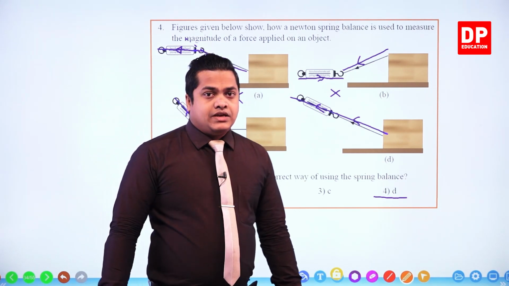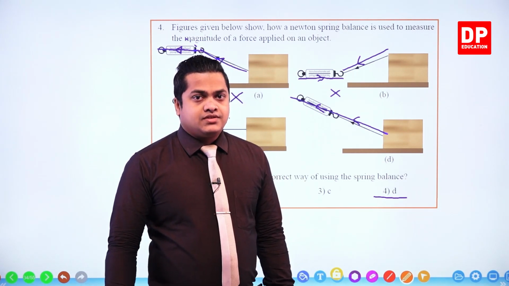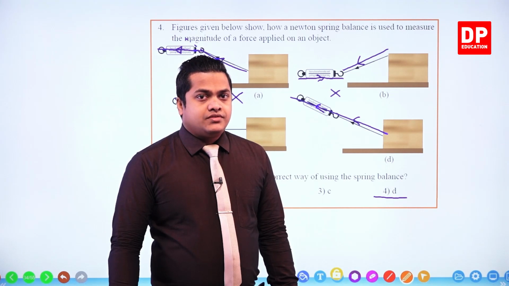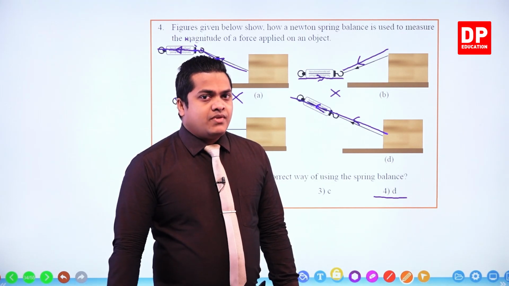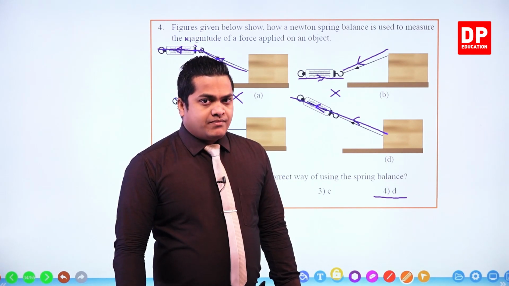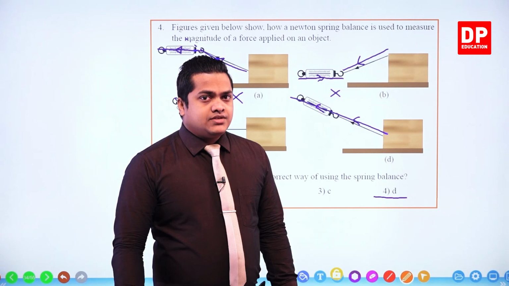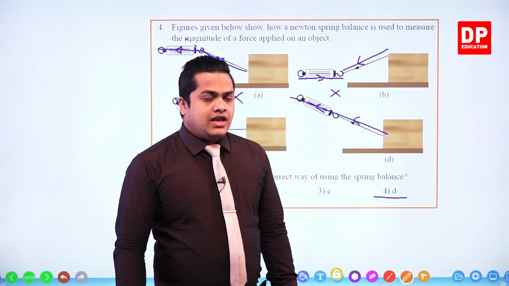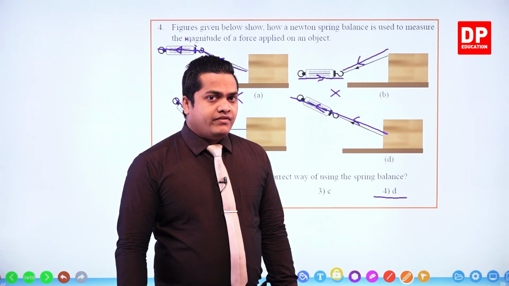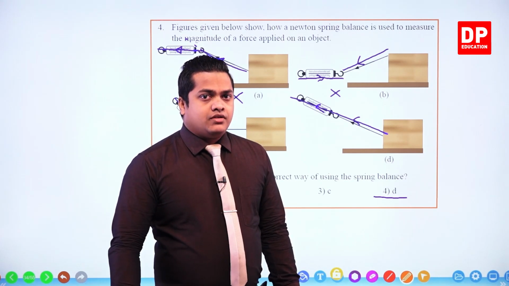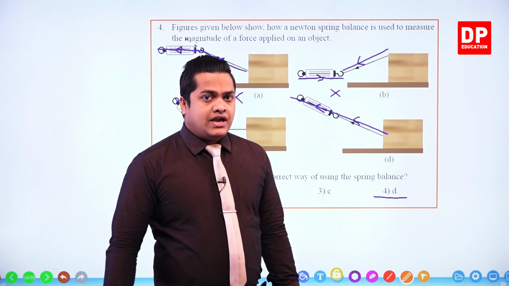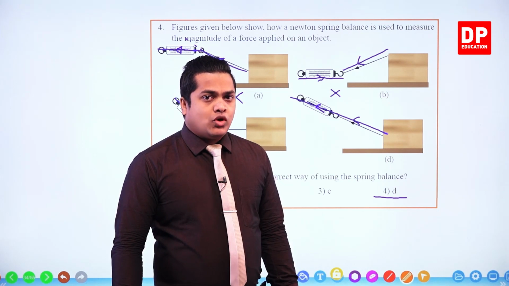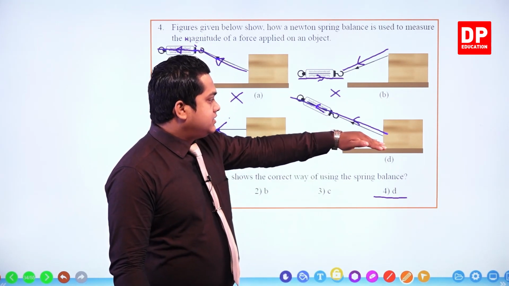So, really simple questions, my dear children. These four questions were really simple, with obvious answers. Always remember, when you are using a spring balance, always keep the spring balance and the object in the same vertical or horizontal line. Or else you can align it, it's not going to be a problem. However, the string or the thread or whatever is used to apply the force should align with the spring balance which you are using, like this.